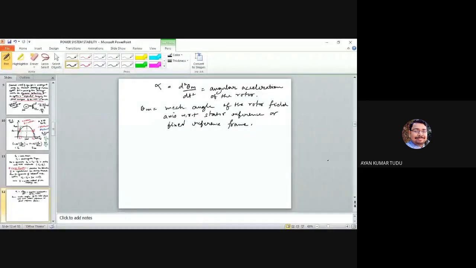Again, what I am stating is that as the rotor is continuously rotating at synchronous speed in steady state, theta m will also be continuously varying with respect to time. So to make the angle theta m constant in steady state, we can measure this angle with respect to a synchronously rotating reference instead of a stationary reference. I hope you are getting my point.